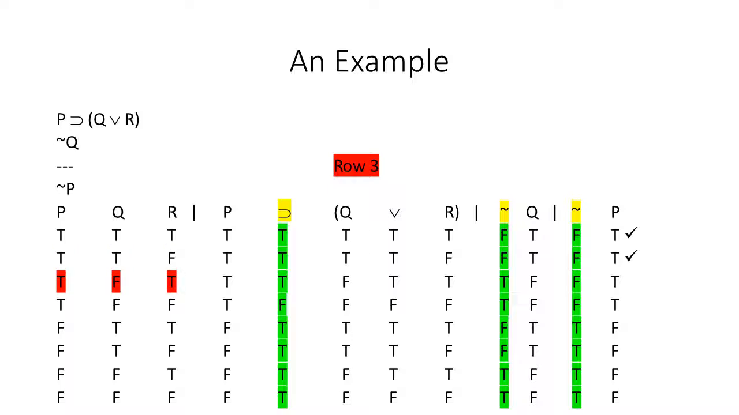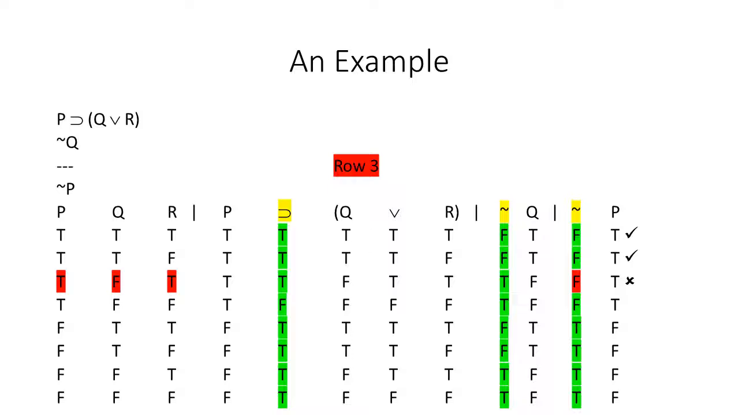Okay, what about the third row? So look at this one and see whether or not it's a row where the premises are true and the conclusion's false at the same time. What do you know? It is, right? So here our first premise is true, our second premise is true, and our conclusion's false. Do you see that? Okay, so what does this mean?